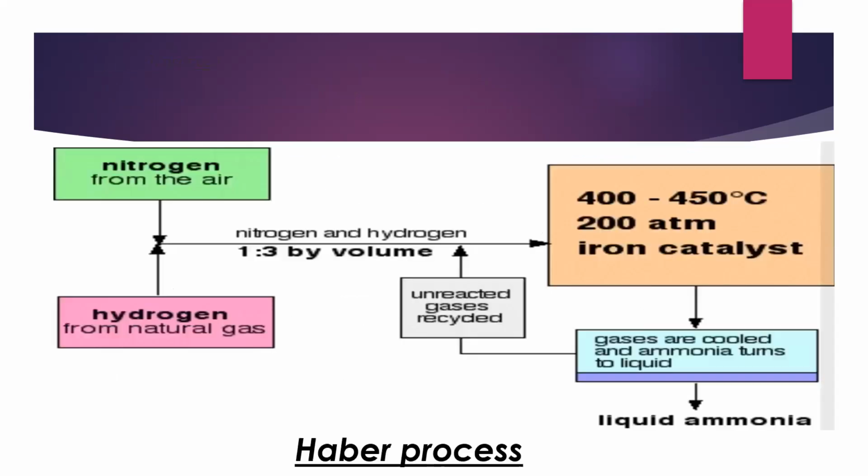And the flow chart shows the Haber process. Firstly, nitrogen from air and hydrogen from natural gas. Nitrogen and hydrogen at 400 to 450 degrees Celsius, 200 atm, iron catalyst, and the gases are cooled, and ammonia turns into liquid. The liquid ammonia is formed, and the unreacted gas is recycled.